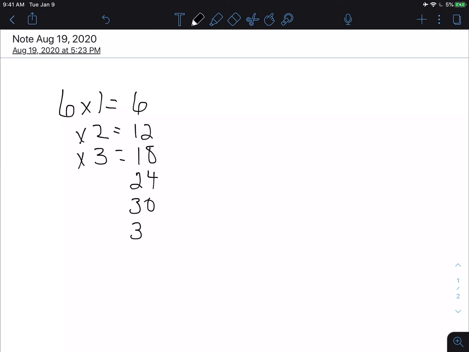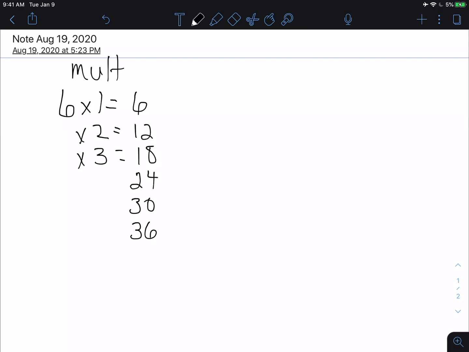If we want to list the multiples of 6, the multiples of 6 are all of the numbers that 6 will go into evenly. So I can find the multiples of 6 just by multiplying. 6 times 1 is 6, 6 times 2 is 12, 6 times 3 is 18, and so forth. So the multiples of 6 would be 6, 12, 18, 24, 30, 36, and we could go on and on and on forever, right? Multiples never end. They just keep going on and on. We could find as many multiples as we wanted to.